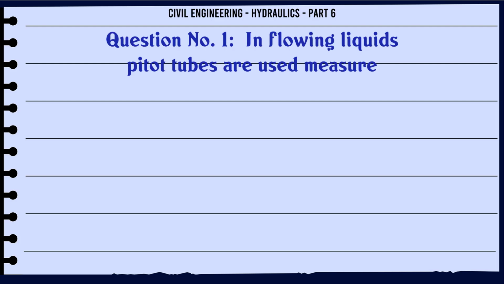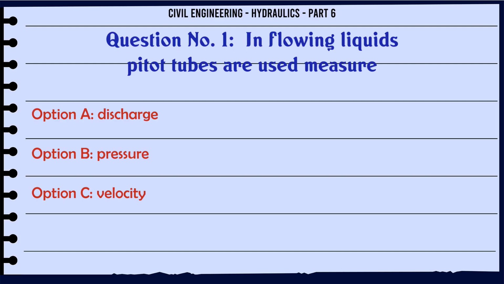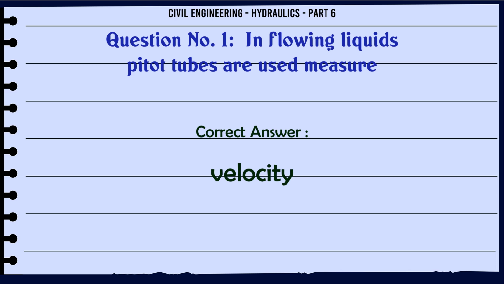In flowing liquids, pitot tubes are used to measure: A. Discharge, B. Pressure, C. Velocity, D. Depth. The correct answer is velocity.